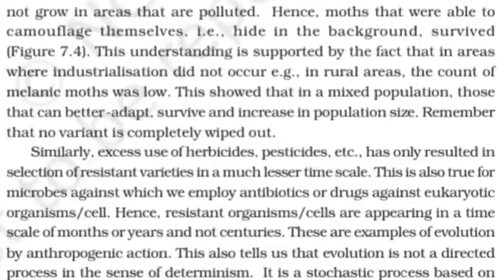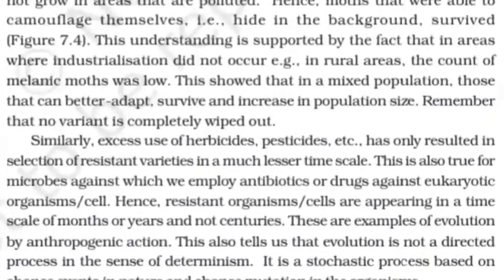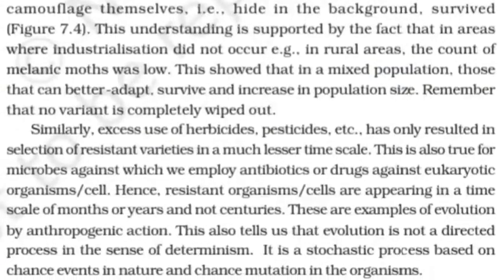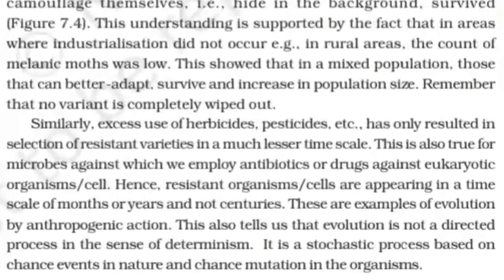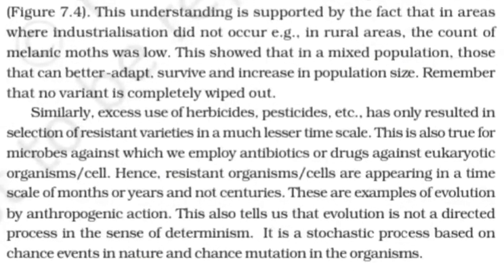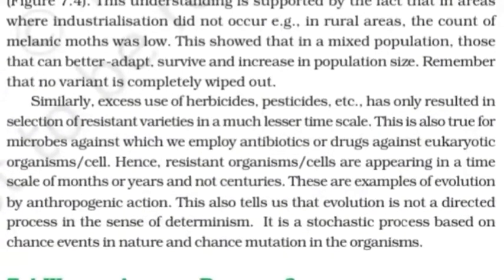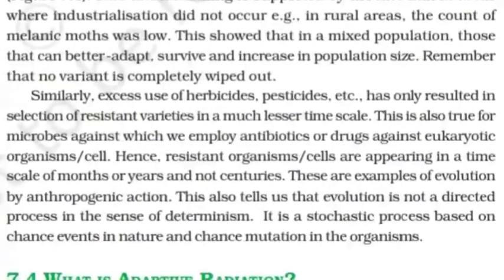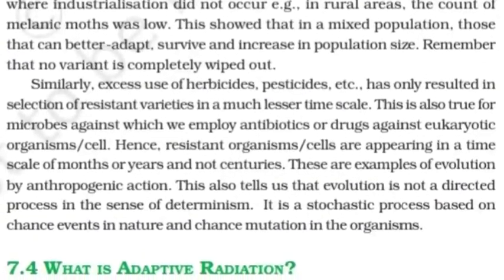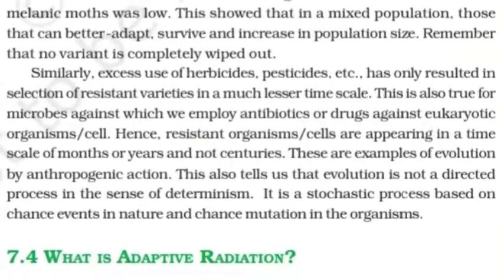Similarly, excess use of herbicides, pesticides, etc. has only resulted in selection of resistant varieties in a much lesser time scale. This is also true for microbes against which we employ antibiotics, or drugs against eukaryotic organisms or cells. Hence, resistant organisms or cells are appearing in a time scale of months or years and not centuries. These are examples of evolution by anthropogenic action.